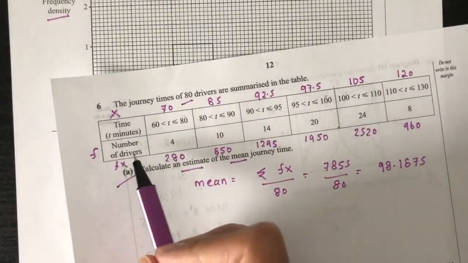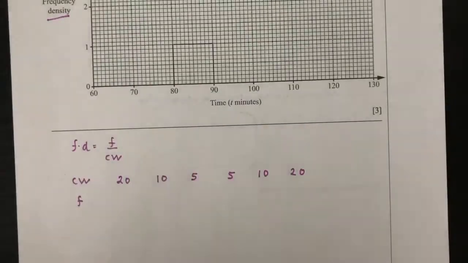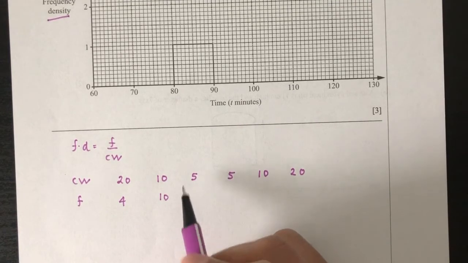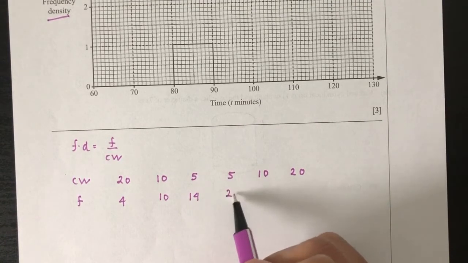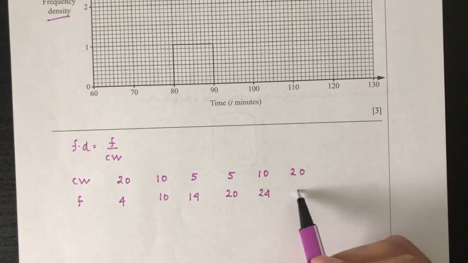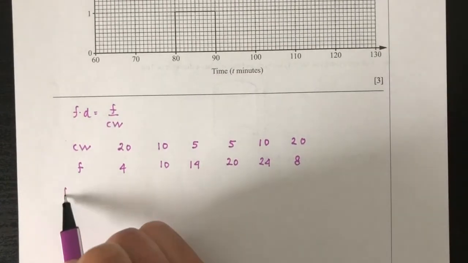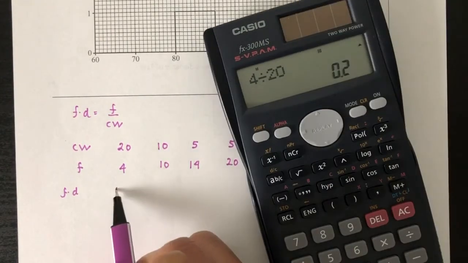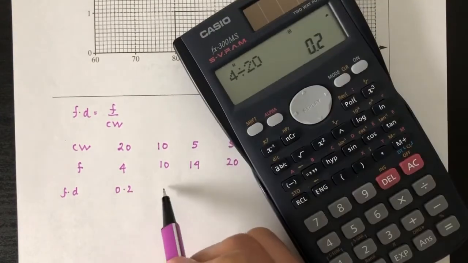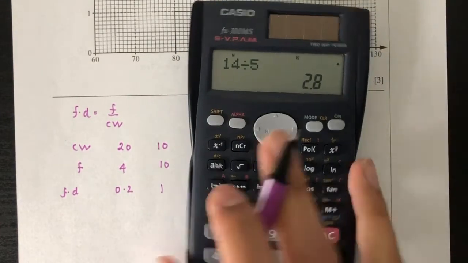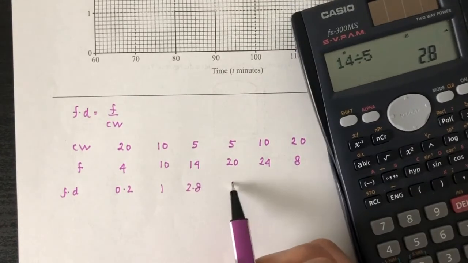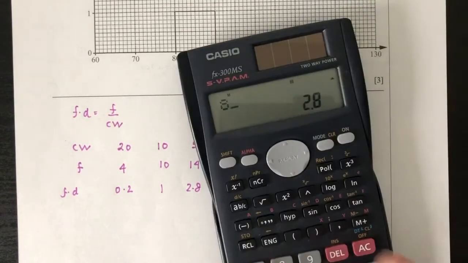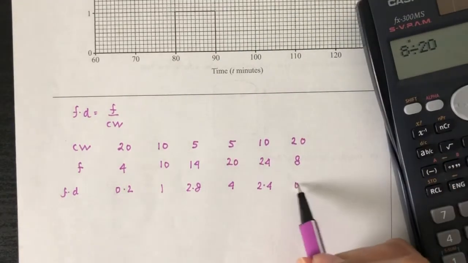Now the frequency for each. Frequency again is just the number of drivers for each group. So let's write this down. It will be 4, 10, 14, 20, 24, and 8. So frequency density will be frequency divided by class width. So 4 divided by 20 will be 0.2. 10 divided by 10 will be 1. 14 by 5 will be 2.8. That will be 4. That will be 2.4. And the last one, 8 divided by 20, will be 0.4.